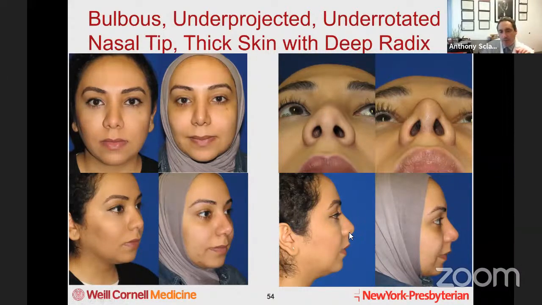And all of that is because we've elevated and we've projected her. I think most of the projection we got was from the columellar strut and the lateral crural steal. I think the definition that we got is all, not all, but mostly from the shield graft. So this is a shield graft, and I think in the right circumstances, shield grafts can work really, really well.